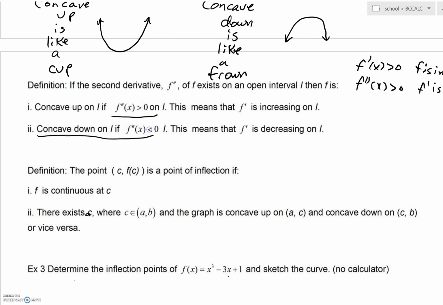Concave down, by way of comparison, occurs when your second derivative is negative. And that will mean that f prime, similarly, would be decreasing.